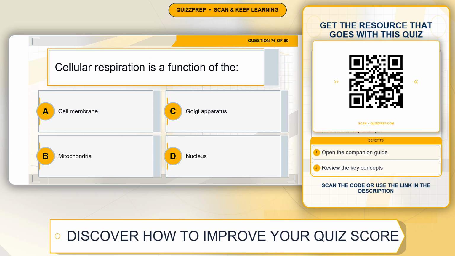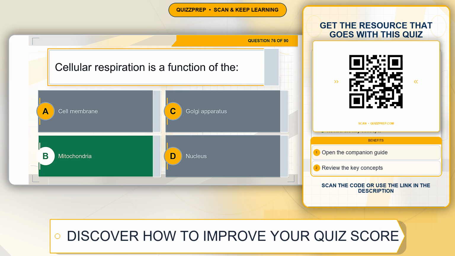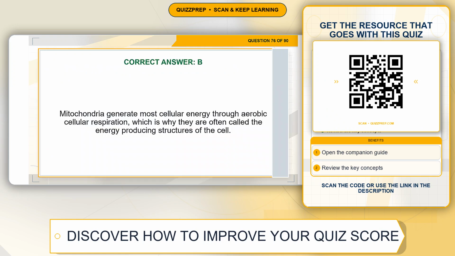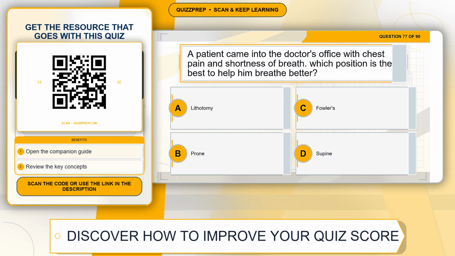Question 76. Cellular respiration is a function of the: Option A, cell membrane. Option B, mitochondria. Option C, Golgi apparatus. Option D, nucleus. The correct answer is option B, mitochondria. Explanation. Mitochondria generate most cellular energy through aerobic cellular respiration, which is why they are often called the energy-producing structures of the cell.